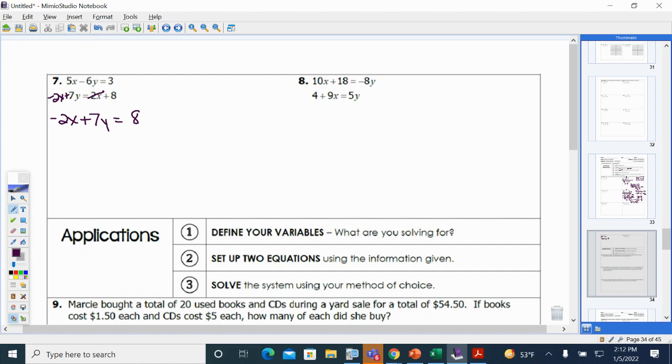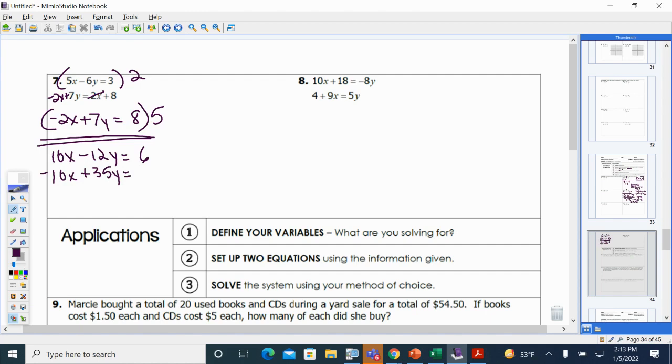The first equation is going to need to multiply by a 2. The second equation, I would multiply by a 5. The reason why I would do that is because that's going to give me a 10 and a negative 10x, which will eliminate. So you're just trying to figure out how to multiply to get the same number or opposites on those particular variables. So the first equation, when I multiply that, is going to become 10x minus 12y equals 6. The second equation is going to be negative 10x plus 35y equals 40.